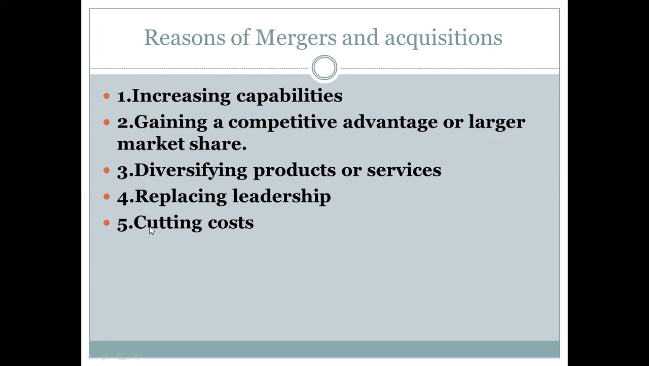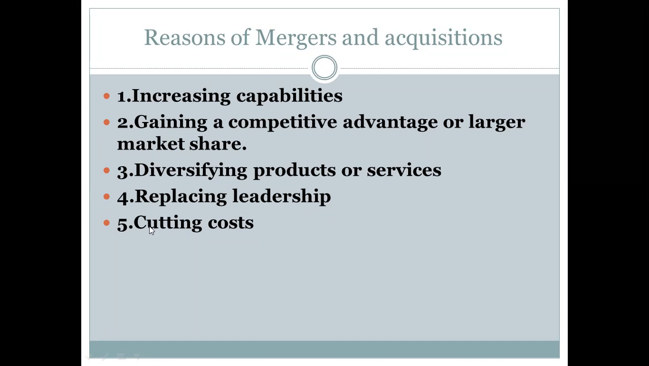The last point is cutting cost. Usually, when two companies have similar products and services and combine them, it will lead to providing a large number of opportunities to a number of customers, which results in the reduction of cost. Whenever companies merge, they have more opportunities to combine locations, which will lead to reducing the operating cost and other supporting functions.